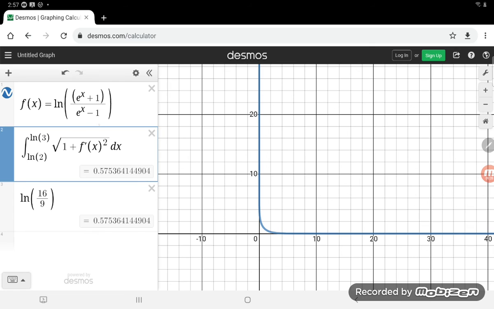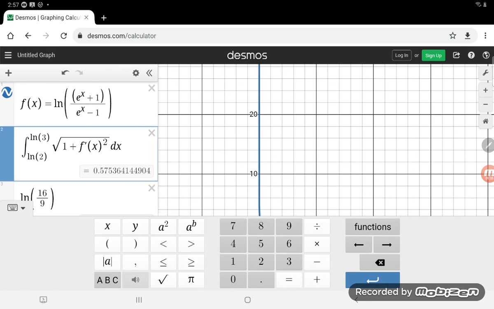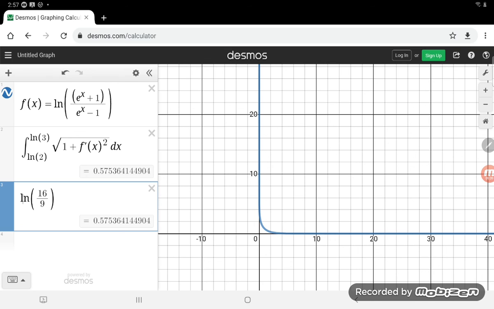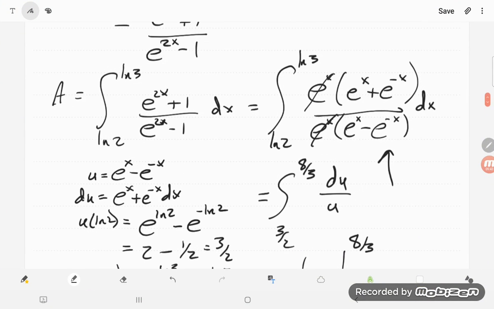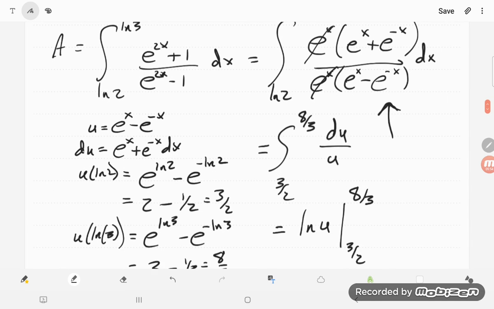It doesn't, from a technology point of view, it really doesn't take much. From a symbolic point of view, yeah, it took a little work, and it needed a little tricky step in there to kind of see what was going on. This was a nice step here to get something that we knew how to take the antiderivative of through substitution. So there we go, number 14.